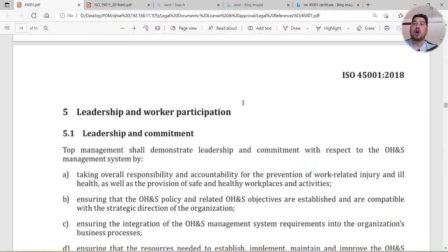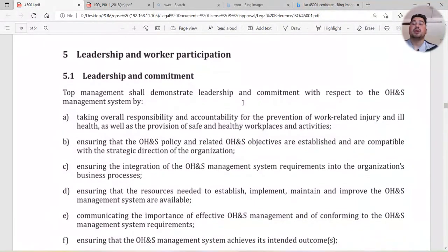Now let's start clause number 5, leadership and worker participation. Clause 5.1 is leadership and commitment. How can your leadership demonstrate the commitment towards the health and safety management system? It will tell you that.